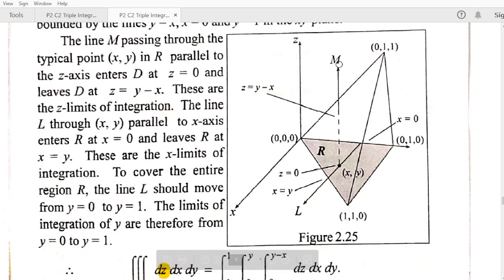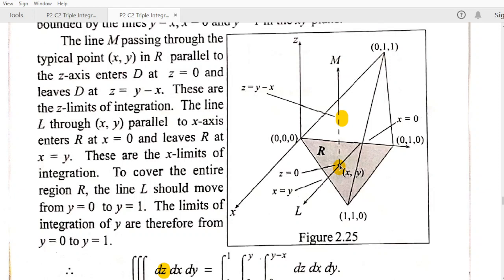First we have to find the limit of z. For that we'll consider a line passing through this region parallel to the z axis. So this is the line passing through our region. By observing this line we will get the limits of z. This line touches our region at 2 points, precisely at this point and at this point. The values of z at these 2 points will determine the limit of z.